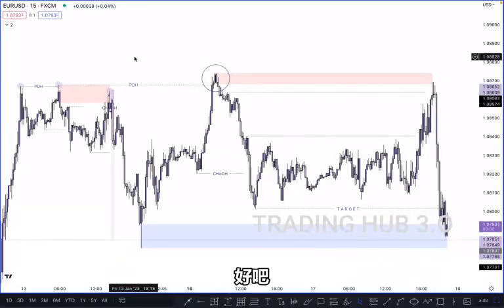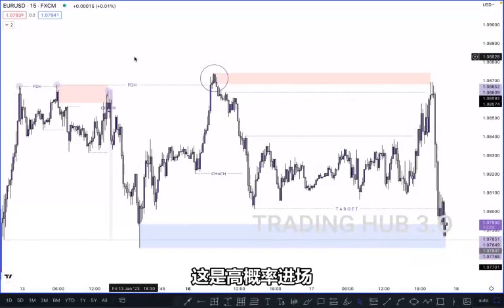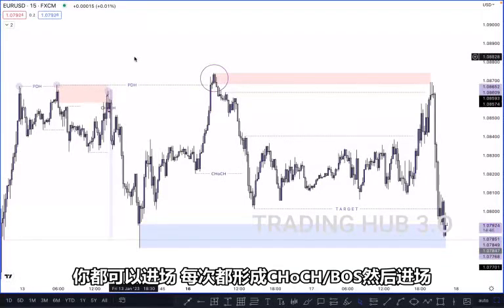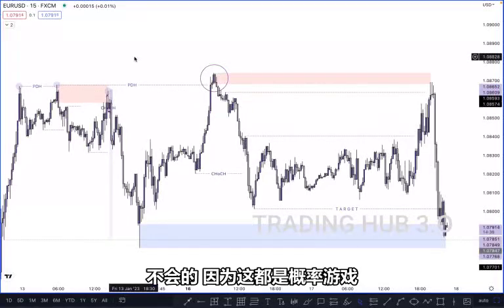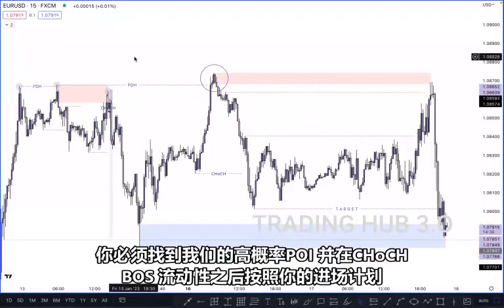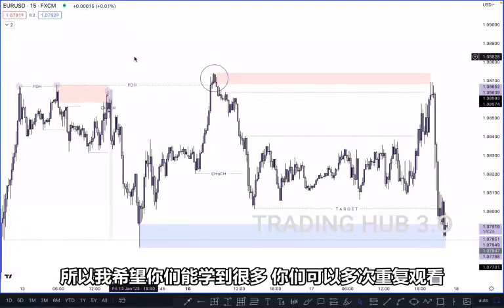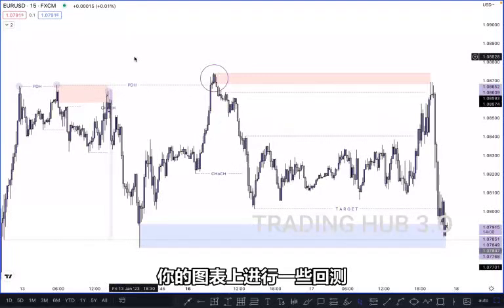Right, so this is our high probability entry, and always remember in your mind it's all about probability. Don't think every time you will get a setup, and every time you will get a CHoCH or BOS and entry. No, because it's all about a probability game. You have to find our high probability POI and play as per your entry plan after CHoCH, BOS and liquidity. So I hope you learned a lot of things, and you can repeat it multiple times and do some backtesting on your chart.